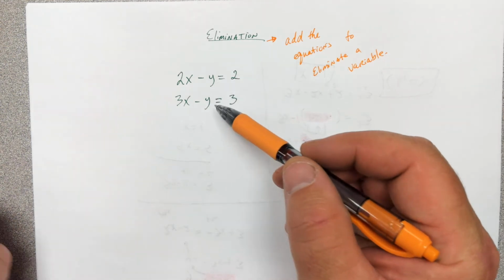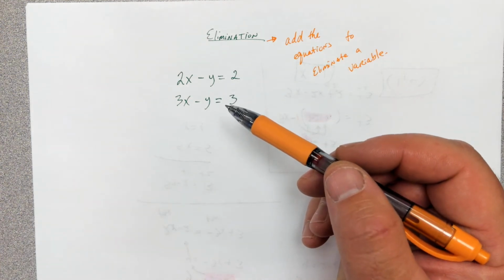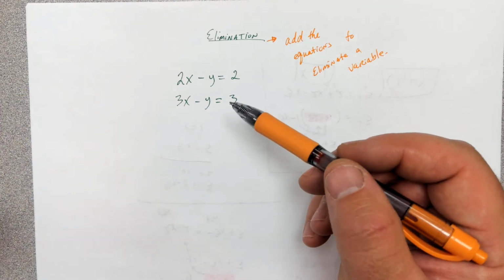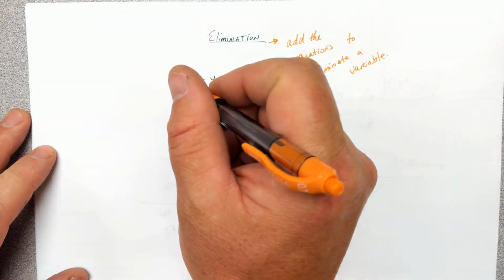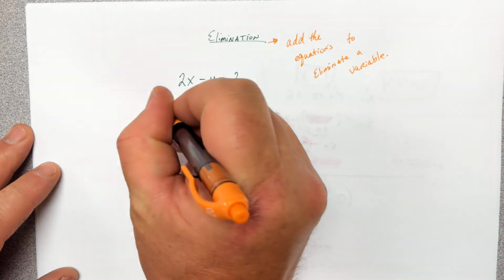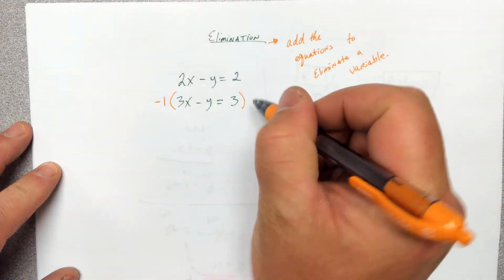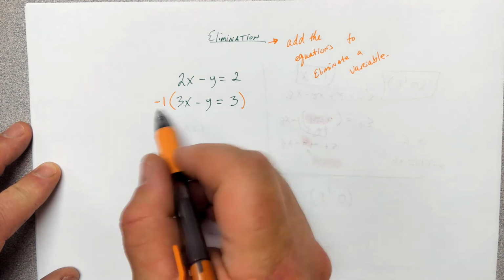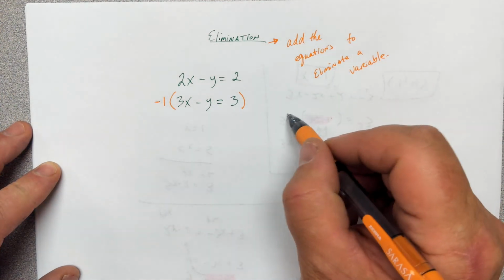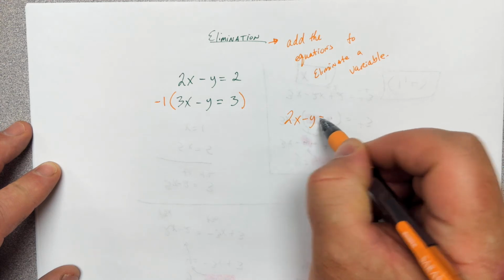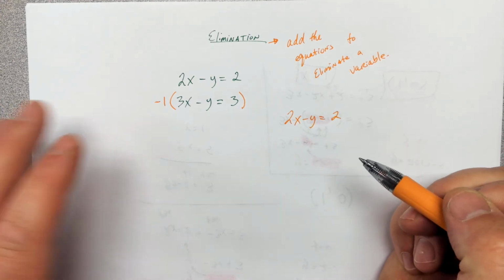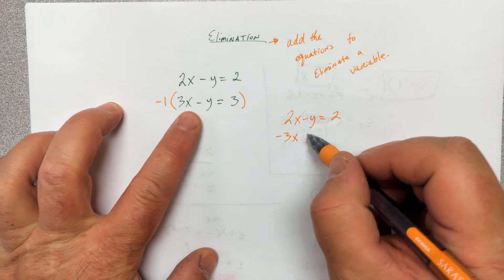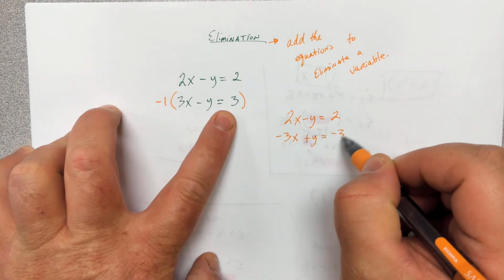So we want to change one of them so that one of them is positive. You can pick either one, it doesn't matter. We can do the top, or you can do the bottom. So let's do the bottom one. We have to multiply the whole thing times negative 1. The whole thing. The first equation stays the same, I'm not changing that one. Second equation: negative 3x plus y equals negative 3.